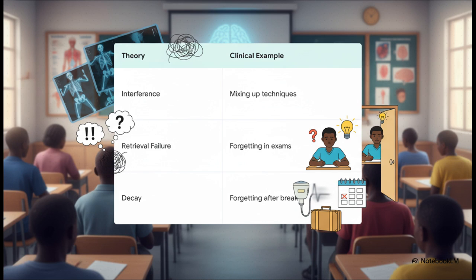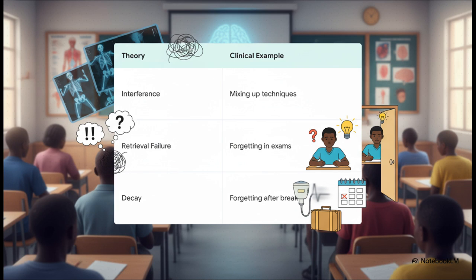First, there's interference theory. This is when memories literally interfere with each other, kind of like mixing up 2 very similar radiography positioning techniques. Second is retrieval failure. The memory is definitely in there, but you just lack the cue to pull it out. It's that classic agonizing moment of blanking on an answer in the exam hall, only to remember at the absolute second you walk out the door.